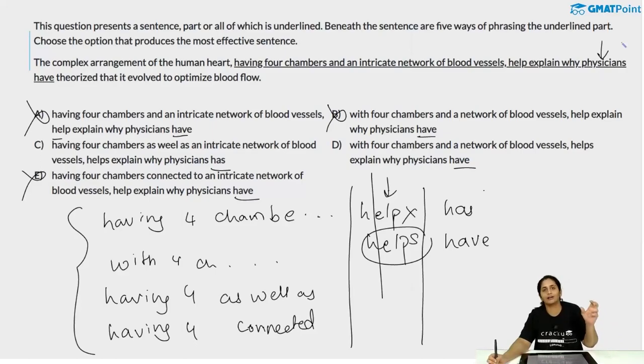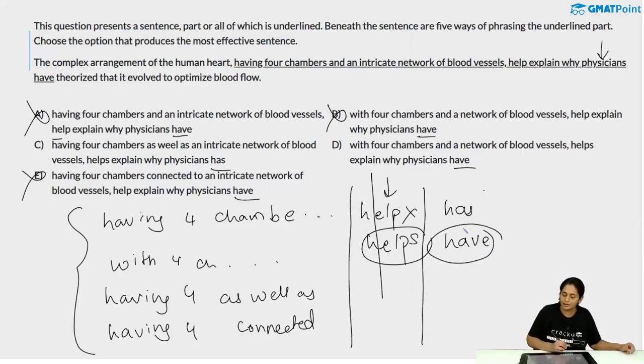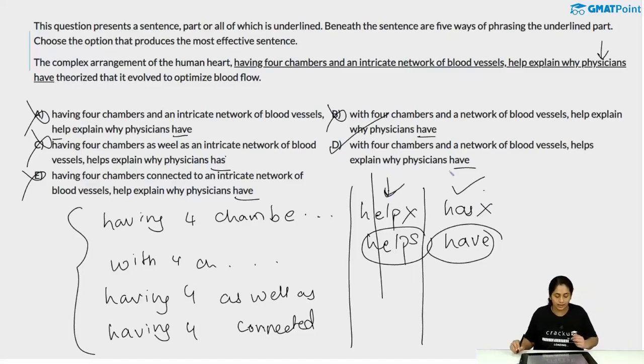Physicians are divided on this. Physicians recommend doing this. It is always a plural noun and it takes a plural verb, which means between has and have, have is the correct answer. Has is incorrect, because physicians is a plural noun. So the option with has can also be eliminated. Since A, B, C and E can be eliminated, we will say that D is the right answer. Using just these two choices, we could find the right answer.